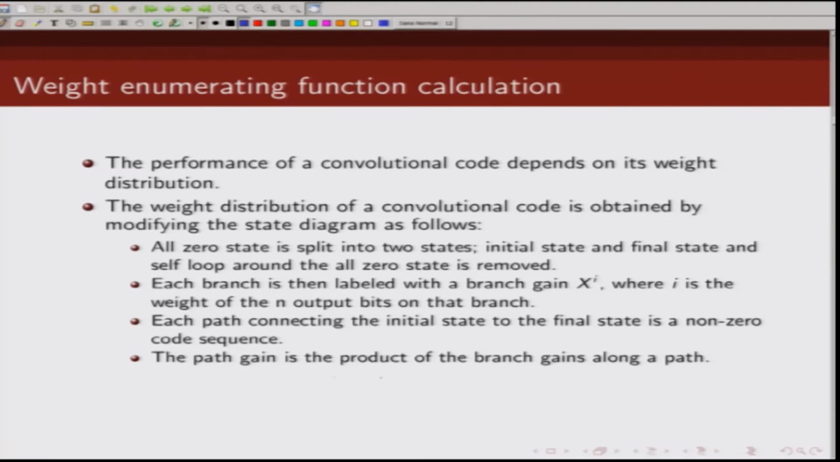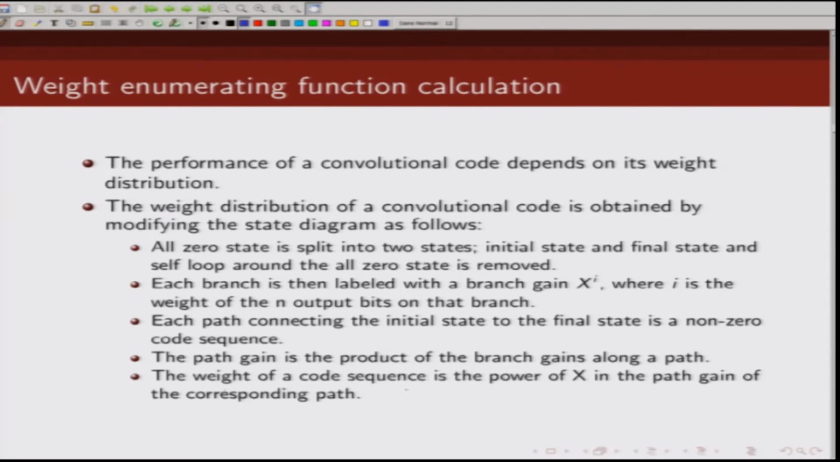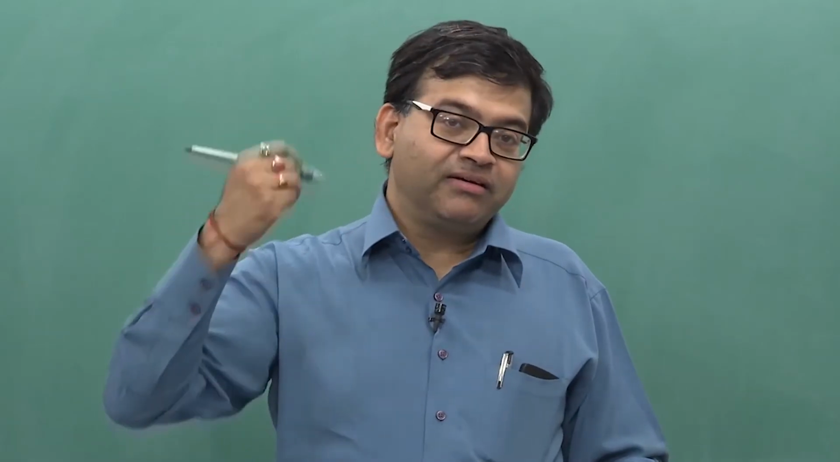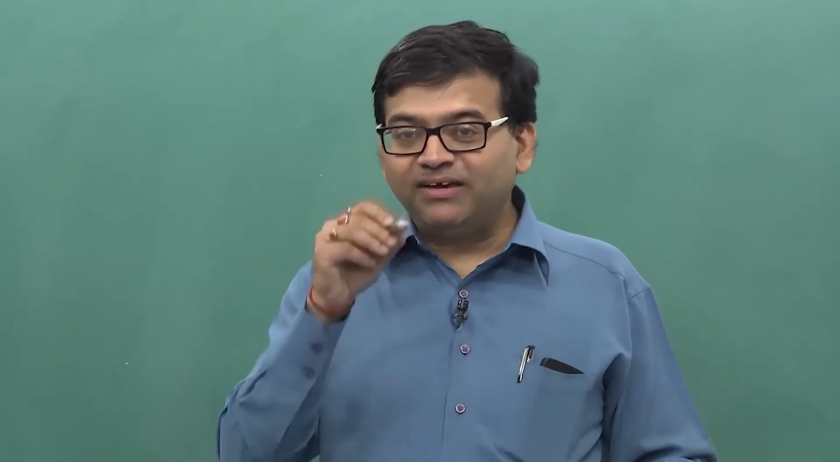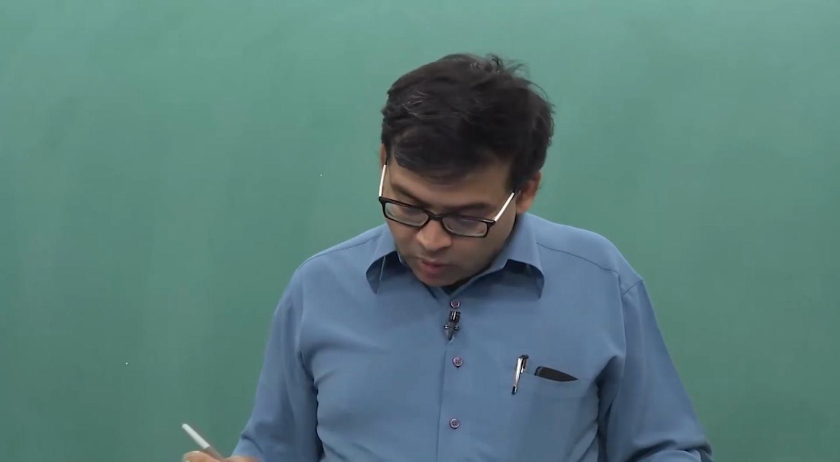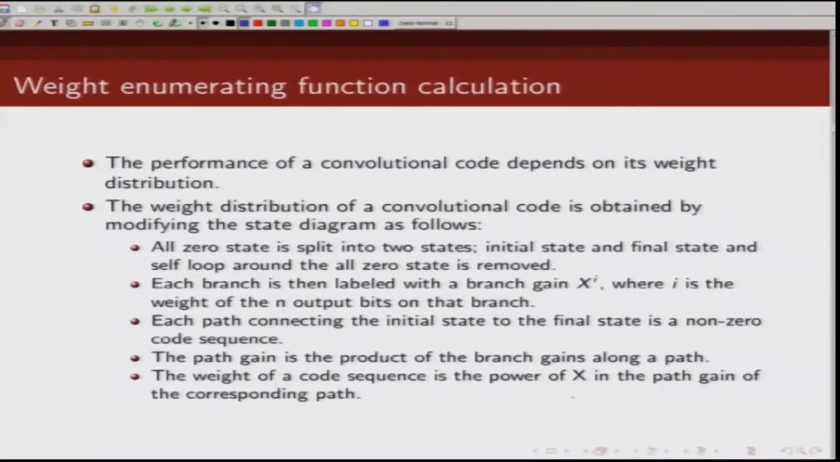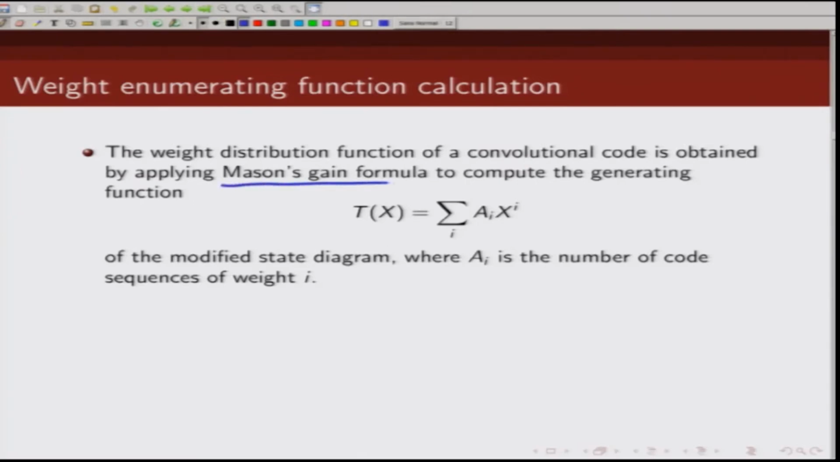We define a path gain as the product of branch gains along a path, and the weight of a code sequence will be nothing but the power of x in the path gain of the corresponding path, because each branch is labeled by its corresponding output weight. So, if we look at each path going from the initial state to the final state and look at the power of x, that will give us the overall weight of that particular non-zero code sequence. As we said, we are going to use Mason's gain formula to compute the weight enumerating function for the convolutional code.